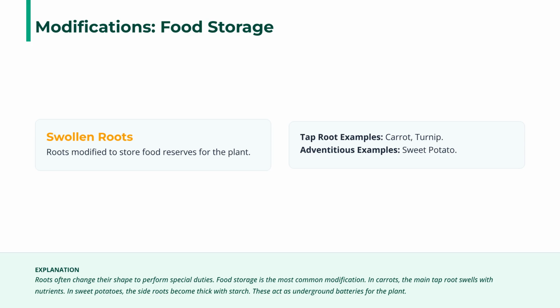Roots often modify their shape for food storage. In carrots, the main taproot swells with nutrients. In sweet potatoes, adventitious roots become thick with starch. These swollen roots act as underground batteries for the plant.